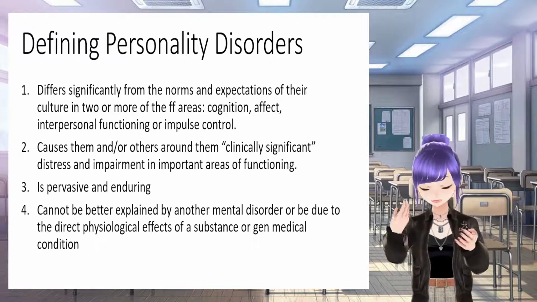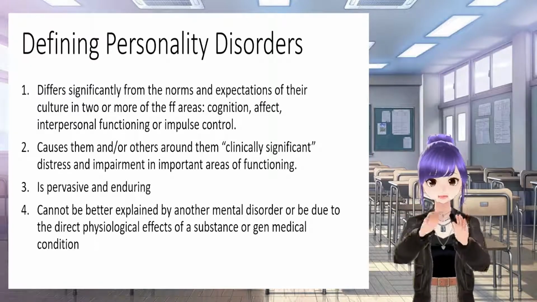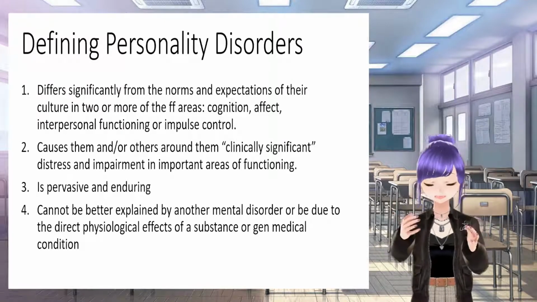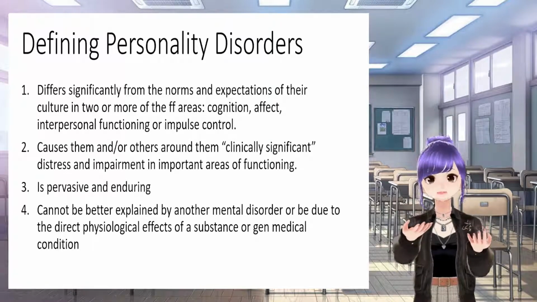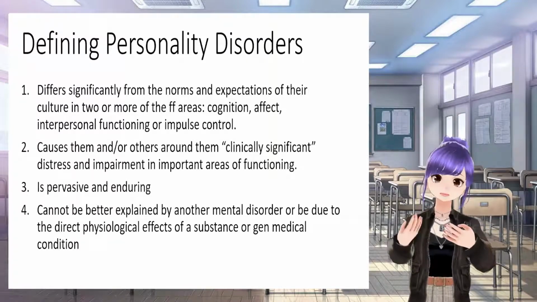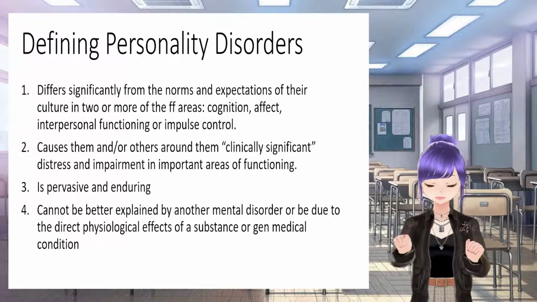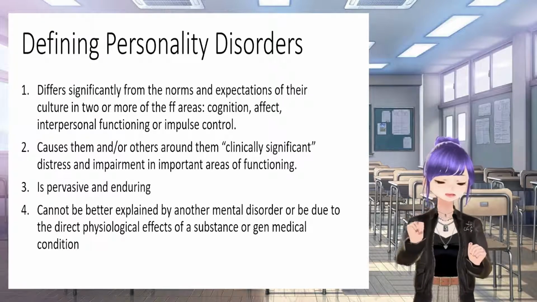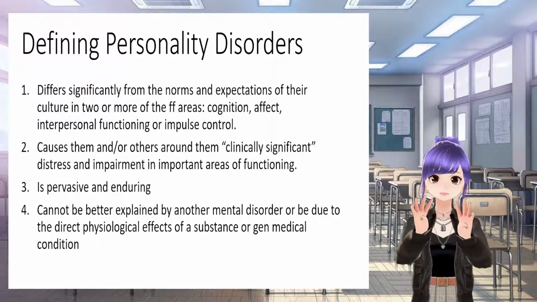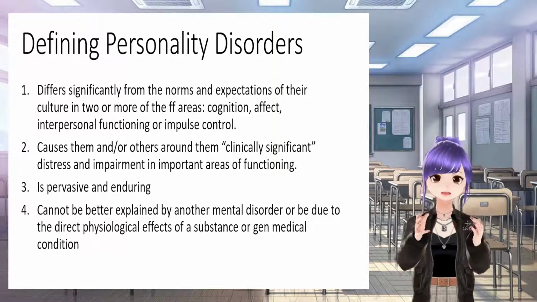Also, it is pervasive. For example, it applies across many contexts, so it's not only in the home, but also at school, work, and other places. And of course, it is enduring. It means that it has been exhibited over a long duration, at least since adolescence or early adulthood. And number 4, it cannot be better explained by another mental disorder or by the direct physiological effects of a substance or a general medical condition.